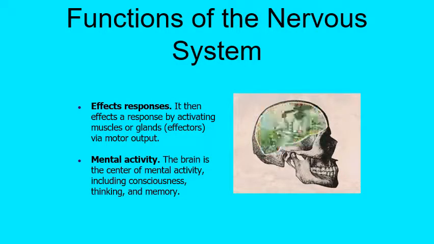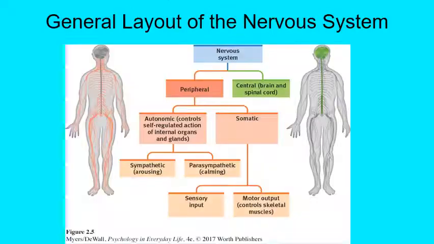So for example, if you perceive an information to be dangerous, one of the effect responses might be running from it. So this specific process is a mental activity. So the brain is the center of mental activity, including consciousness, thinking, and memory. So while listening to this lecture video, this is a continuous process of receiving information, interpreting it in the brain, and producing effect responses.